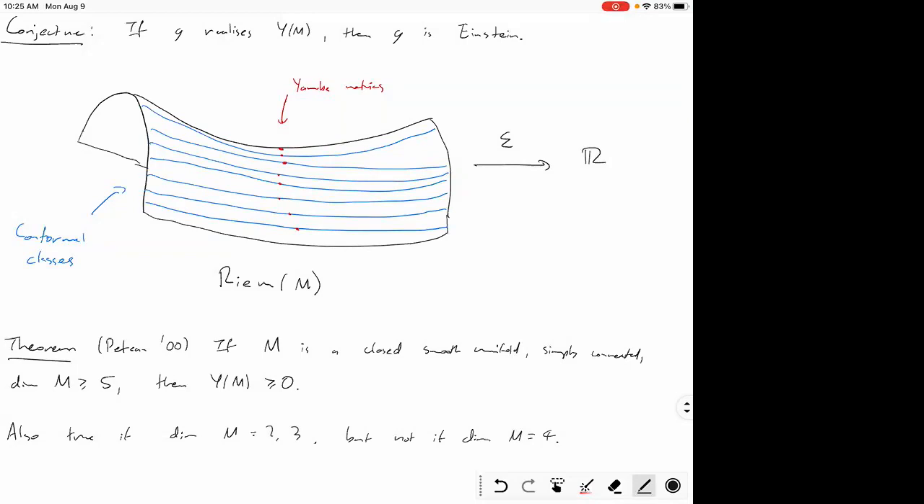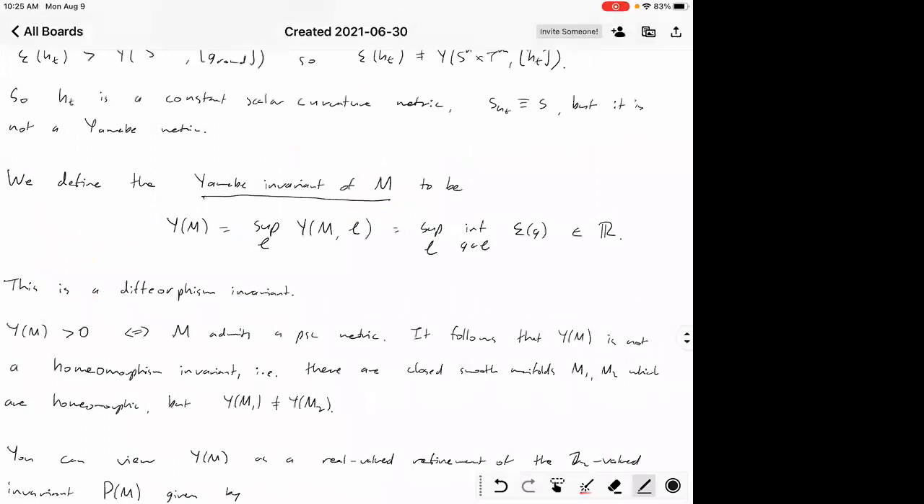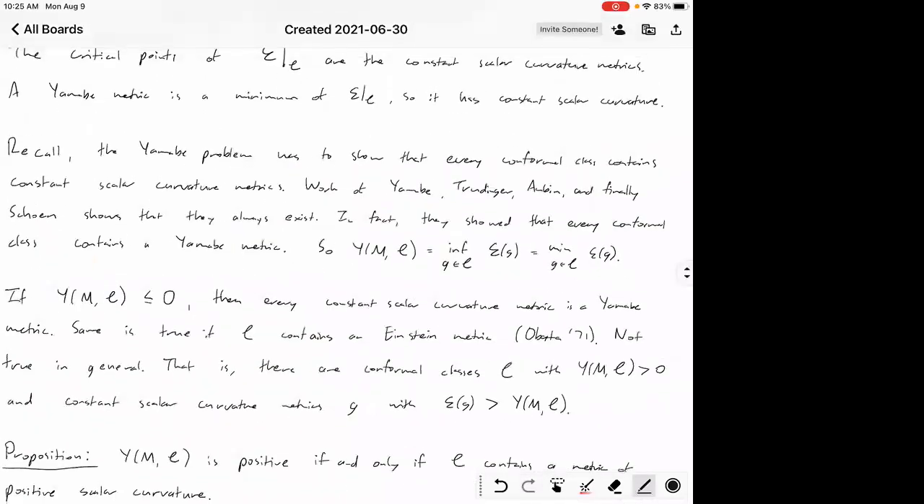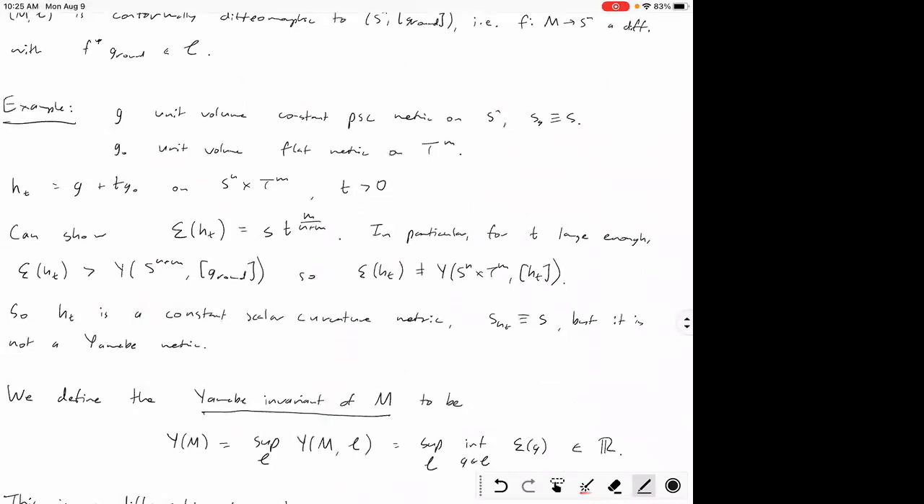In your example, S^n cross T^m, what is the Yamabe metric on there? Oh, that's a good question. I don't know explicitly what the Yamabe metric is. I just know that these ones won't be. So your question is, well, these metrics I've constructed, h_t, you can show that they're not Yamabe metrics. But the question is, what are the Yamabe metrics? I don't know explicitly if you can find them. That's a very interesting question.